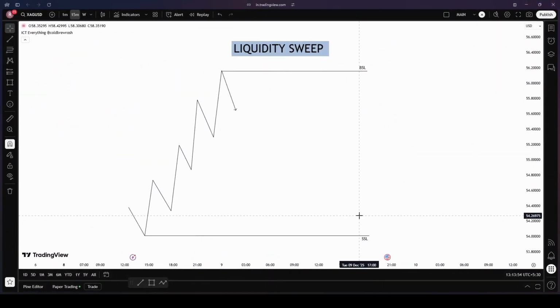Liquidity is usually found at old swing highs and lows, session highs and lows, and the previous day's highs and lows. These are the levels where traders often place their stop losses. The market targets these areas to grab liquidity before moving in the main direction. That's why liquidity is the most important part of every setup.